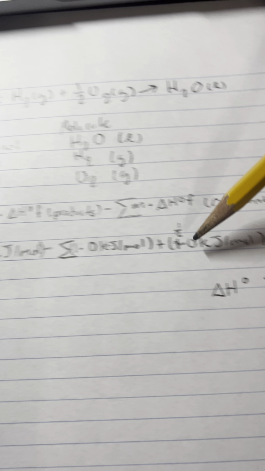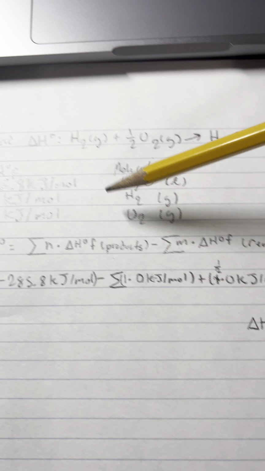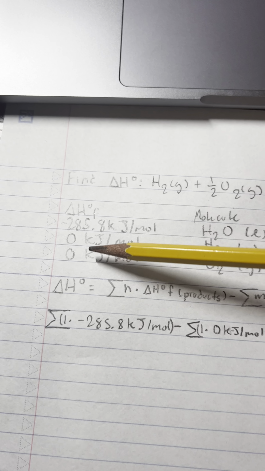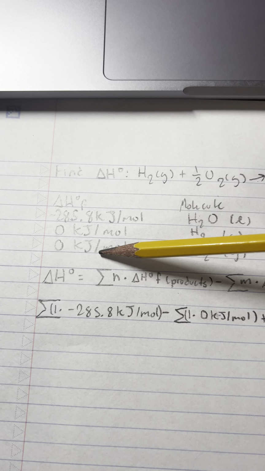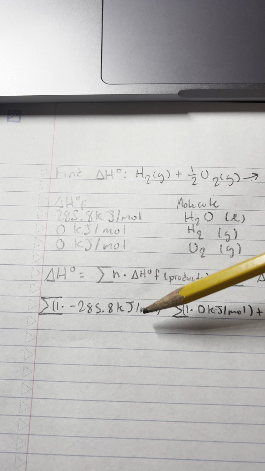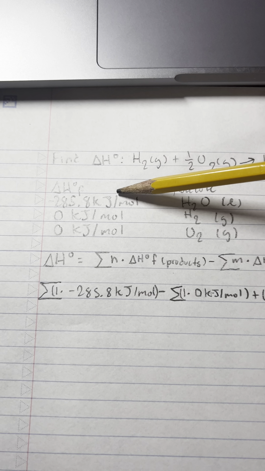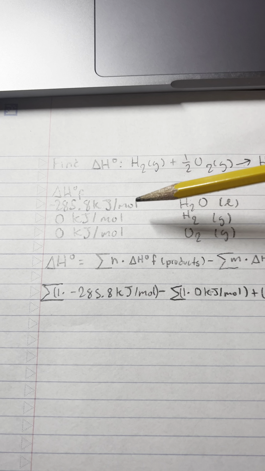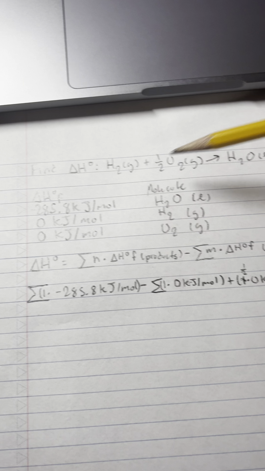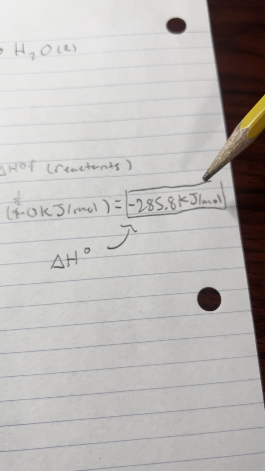And if you plug this in, you would see that this side is just 0, because both of the reactants only had 0 as their kilojoules per mole. So it would basically mean that the only thing affecting our equation's enthalpy would be H2O, meaning that it would have the same enthalpy as H2O, as it only has 1 mole of H2O, which gives us this as our enthalpy.